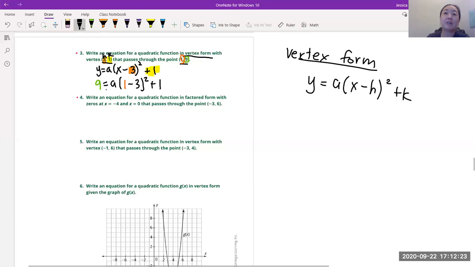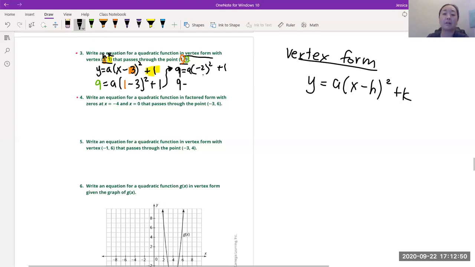So now we're just going to solve this. Now that we've plugged everything in, I'm going to put a little arrow like this to show we're going to do order of operations first. So it's going to be 9 is equal to a times, oh my goodness, my 9 and my a's look the same. 1 minus 3, that's going to be negative 2 squared plus 1. And then so 9 is equal to a, oh, actually, let me just erase that.